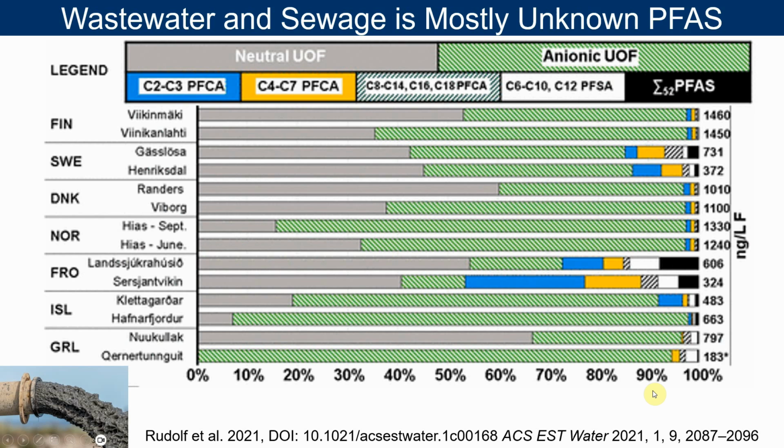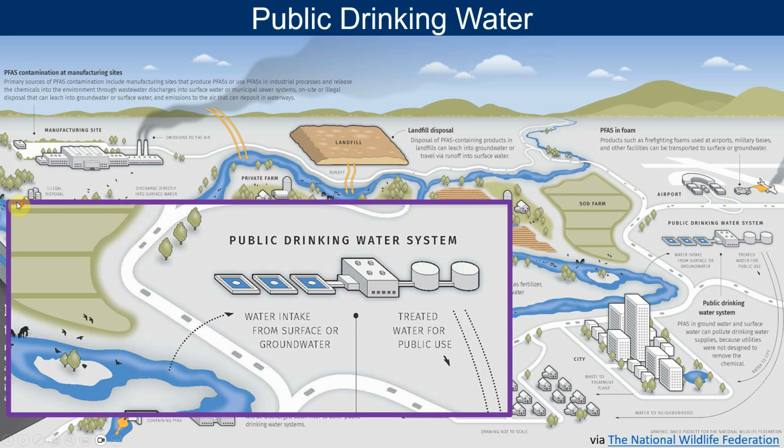How are we going to know if an industry starts to dump them? And so it's very important to be able to detect them. We can also see the same thing for public drinking water. So again, this water is going to come from the environment. Often it's not treated for PFAS, and so PFAS gets into the drinking water.